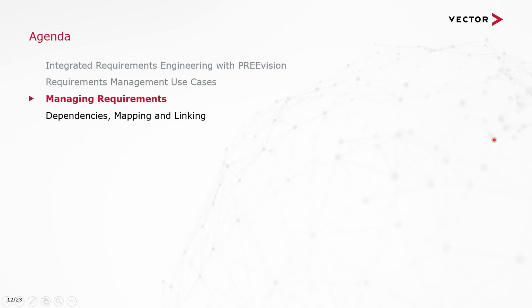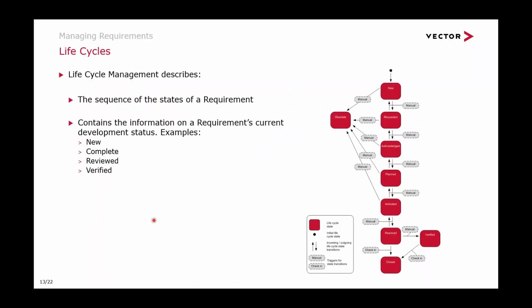Now we'll talk about managing requirements. So I talked a little bit about a life cycle. The life cycle of a requirement describes the sequence of states that a requirement has to go through in the process of development. So it could include things like states where you describe it as being a new requirement or a complete requirement, or it could be reviewed or verified. And there could be feedback loops where something, once it's been verified, can either continue on and be accepted or can be returned back to a state where it's complete but not reviewed.